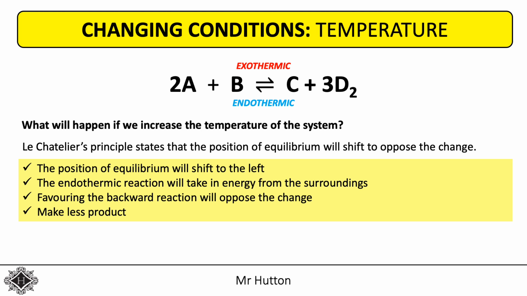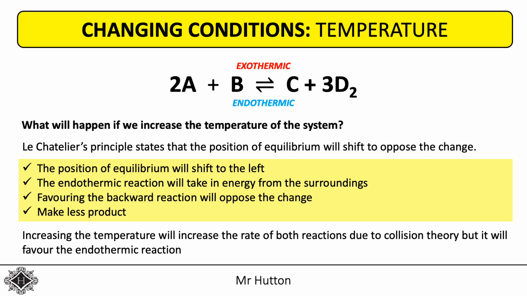So good. The way we'd explain this would say the position of equilibrium will shift to the left. The endothermic reaction will take in energy from the surroundings. Favouring the backward reaction opposes the change that's been put in place, and we would get less product. So in this example here, we'd actually get less product.